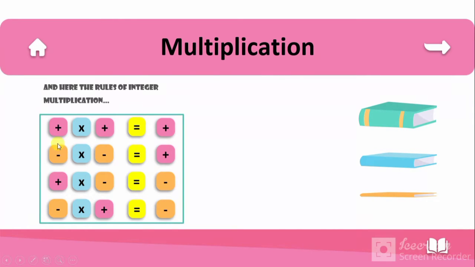As we see in these rules, if the signs are the same, the result is positive, right? If positive with positive, we're going to get positive, and negative with negative, we're going to get positive. And then, if the signs are different, we're going to get negative. Positive and negative, the result is negative, and negative with positive, the result is negative.